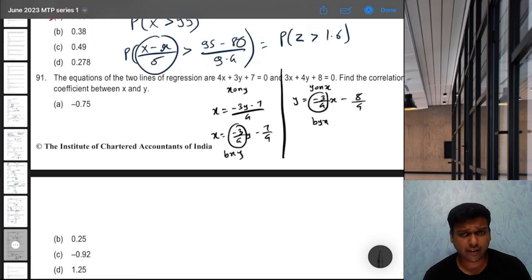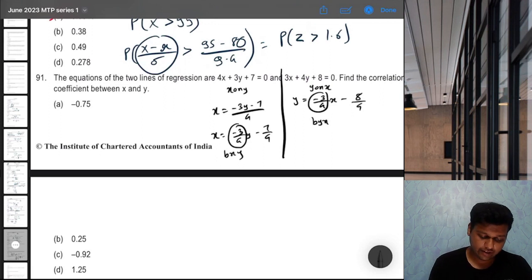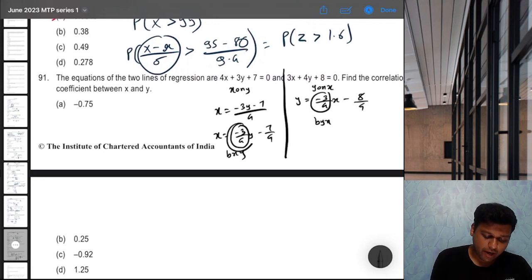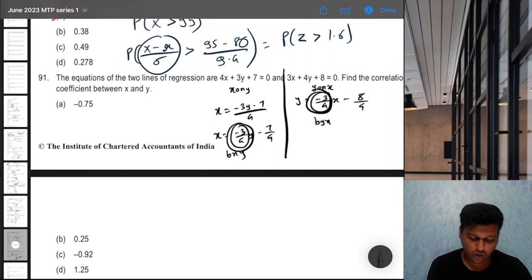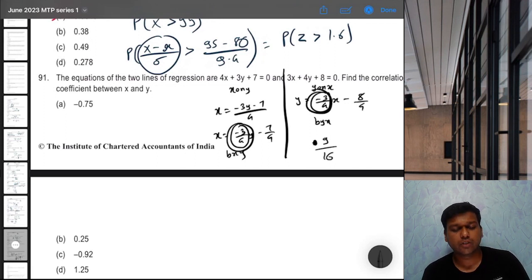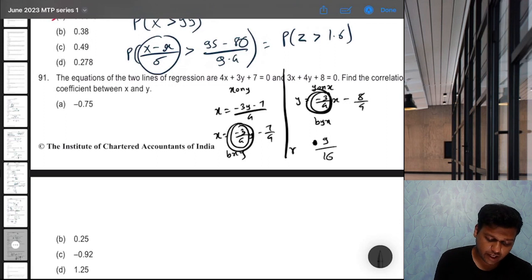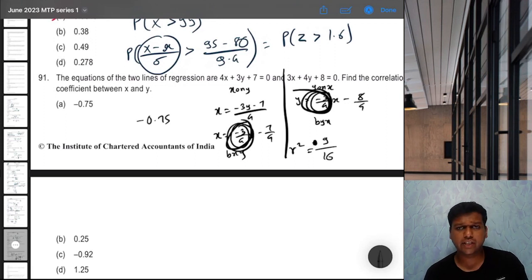Now we know that bxy into byx is r square, right? So r square will be what? Minus 3 by 4 into minus 3 by 4, or minus 3 by 4 square, which is 9 by 16. It will not be negative for r square, but it will be 9 by 16, right? 9 by 16 is what? 0.5625. This is r square. So r will be what? Root of this, which is 0.75 or 3 by 4. But we'll have to write it as negative 0.75. Why? Because both of the regression coefficients are negative. So A is the correct answer, 91.